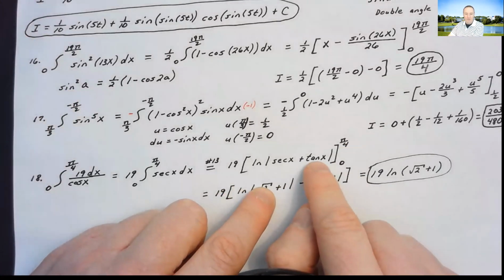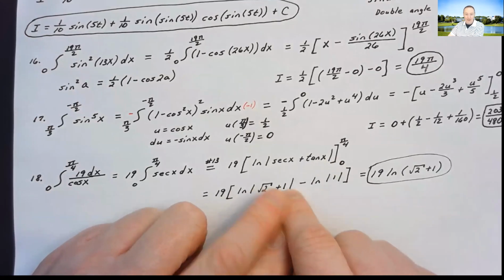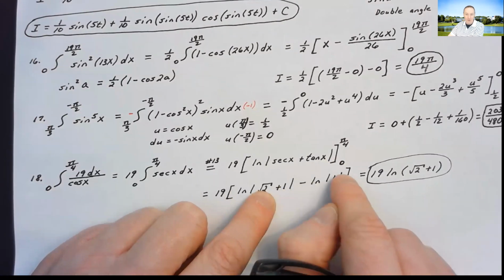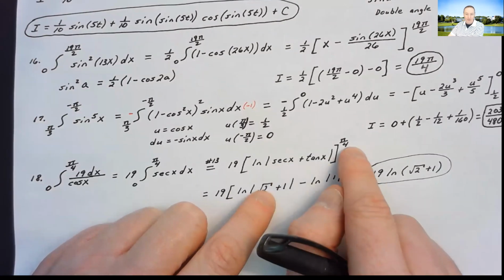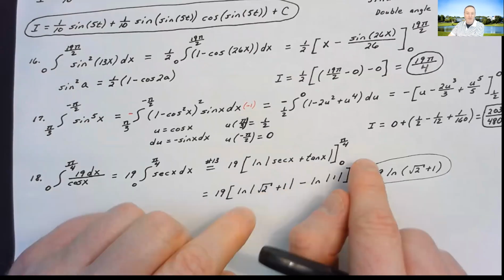The tangent of pi over 4, we know that the tangent of pi over 4 is 1 because it's the ratio of the sine over the cosine, and they're the same value there. So I get those when I evaluate at the upper limit. Now minus the lower limit. It'd be the secant of, sorry, the secant of 0.